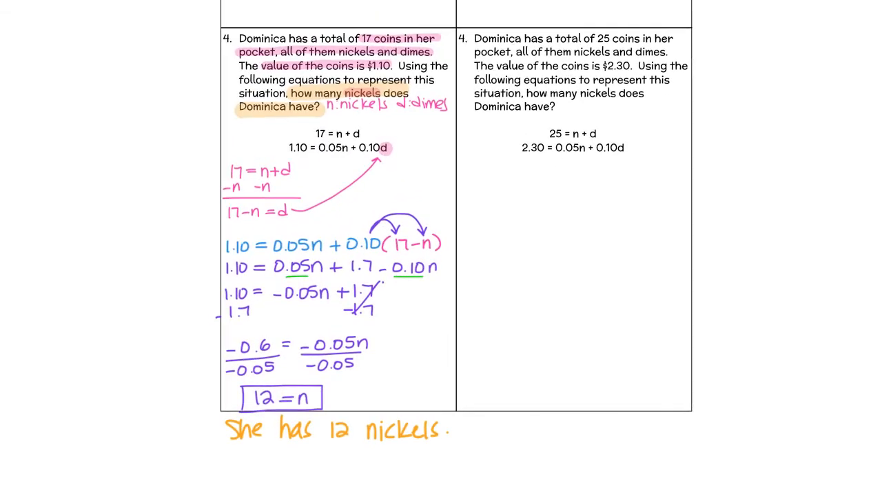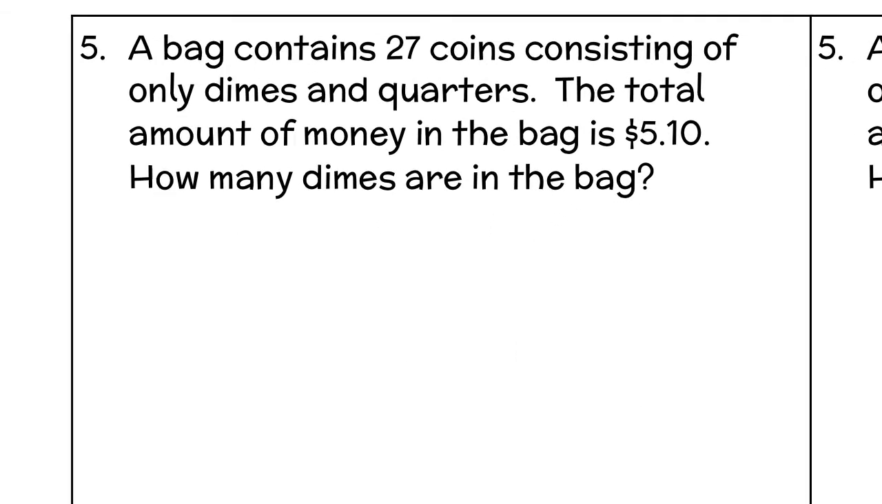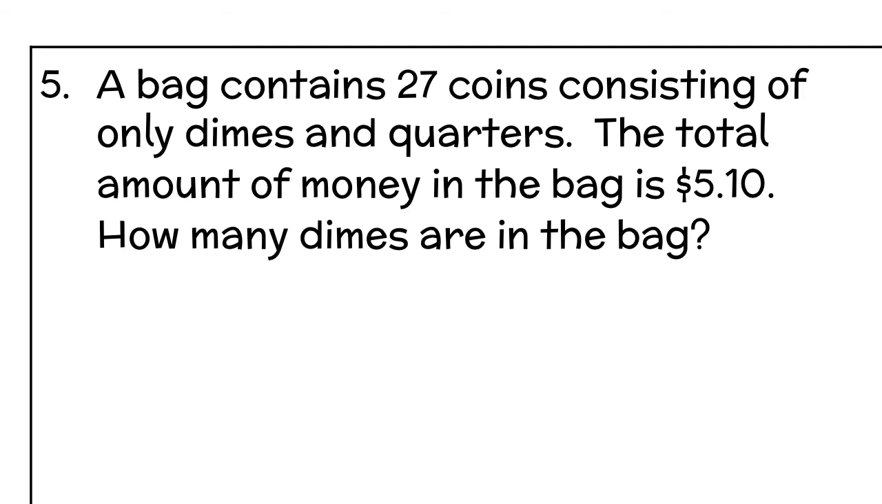Okay, let's move on. Our next problem is also about money. Let's take a look. It says a bag contains 27 coins consisting of only dimes and quarters. The total amount of money in the bag is $5.10. How many dimes are in the bag?